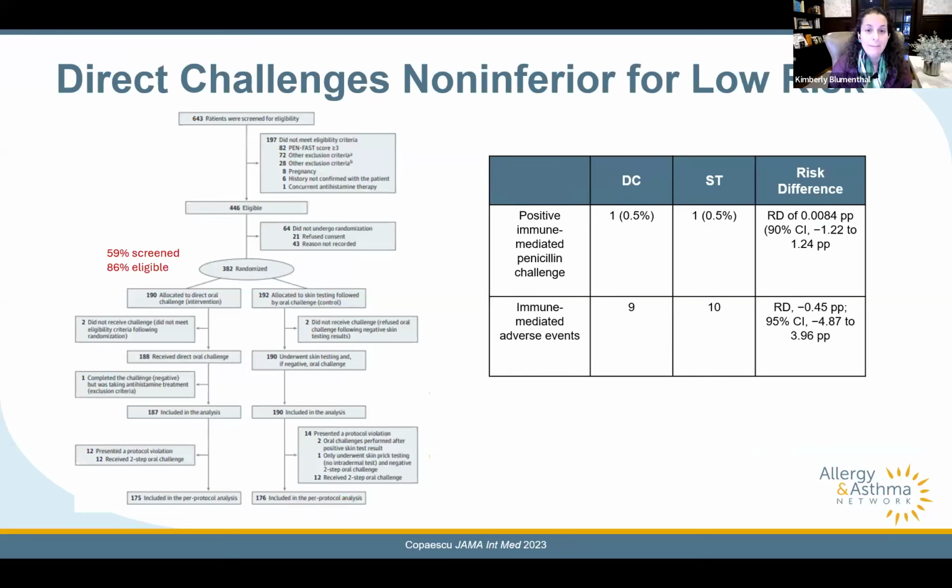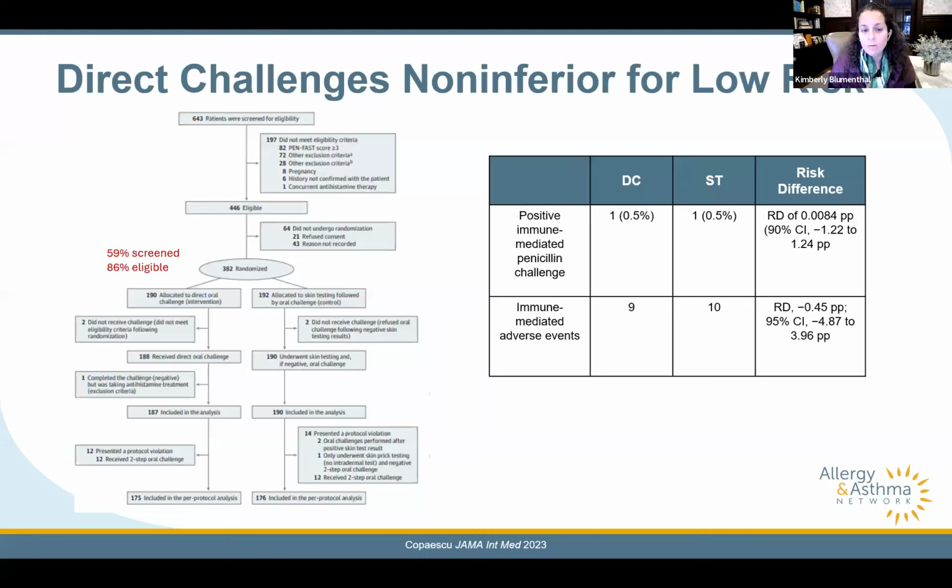There was recently also a multinational randomized controlled trial that was set up as a non-inferiority study using a clinical decision rule called PenFast, with scores less than 3. They ended up randomizing 382 low-risk patients by a PenFast score less than 3 to getting either skin testing followed by a challenge or a direct challenge. And what they found is that these groups were both so low risk. We should recognize that just 59% of the screen came in here and 86% of the eligible were part of this 382. But once they did this direct challenge or DC versus the skin test or ST, just one reaction in each group, 0.5%. So the risk difference, which is shown on that right column, is not significant, which means this met their threshold for non-inferiority.